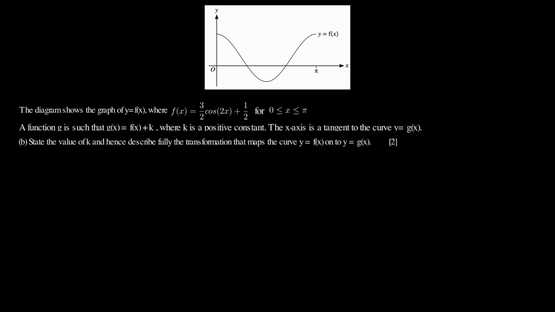Well, in part A of the problem, we found the range of the function f of x. If we want to change f of x to make it tangent to the x-axis, we know that the minimum value of f of x is -1. That means we have to shift the graph by +1, which states that k equals +1, so that the new graph of g of x would be tangent to the x-axis. Now this shifting of the graph 1 unit up is a translation by the vector (0, 1), parallel to the y-axis.